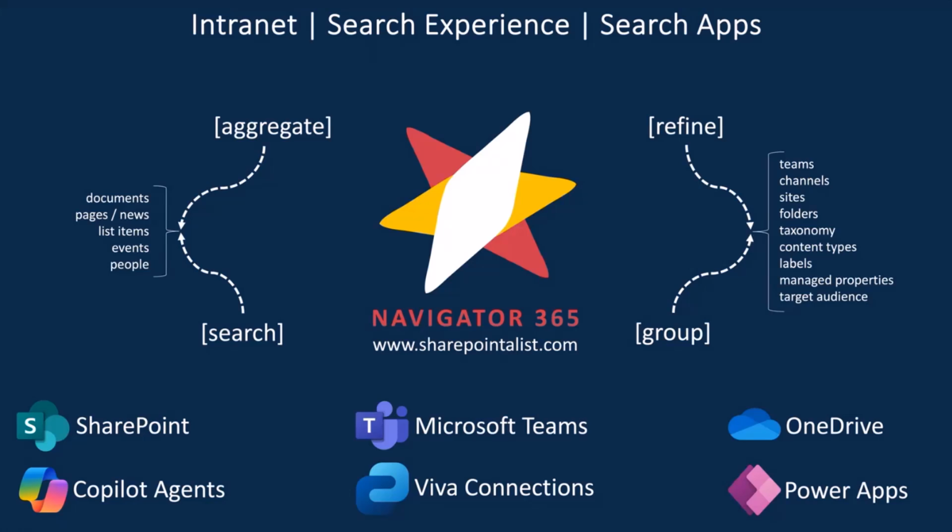Okay, so again, just to summarize, the app helps to aggregate, group, and filter documents, pages, news, list items, events, and we also have people coming. It works with any managed properties out there, so any metadata, and we also have some special features designed for taxonomy. It works with SharePoint, it works with Microsoft Teams. We can get data from OneDrive. We have an integration of Copilot agents. We do have integrations with Viva Connections and Power Apps.